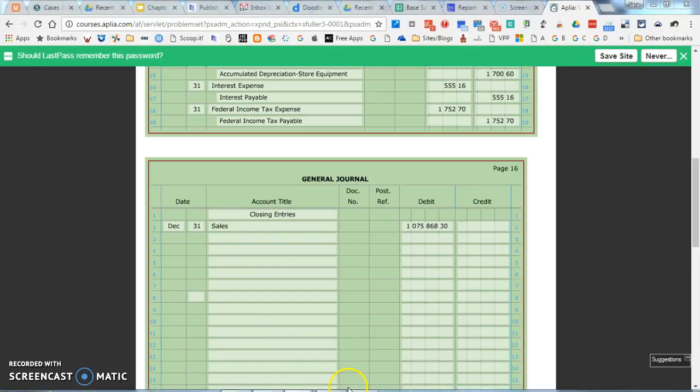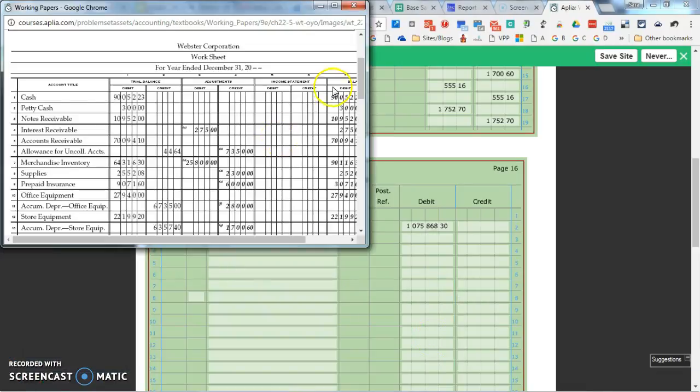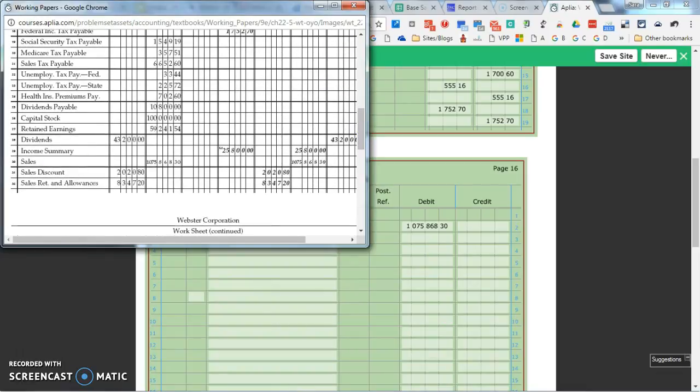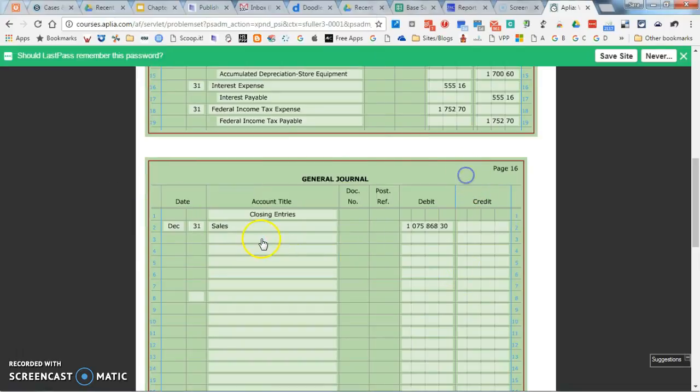$1,075,868.30. So if we go back here to the instructions to look at that, so here's sales. It's actually in the credit. So on closing entries, you journalize them as the opposite of what they are on our worksheet. So opposite is what you need to remember. So then our next one is purchases discount, and it's a debit of $5,483.60.